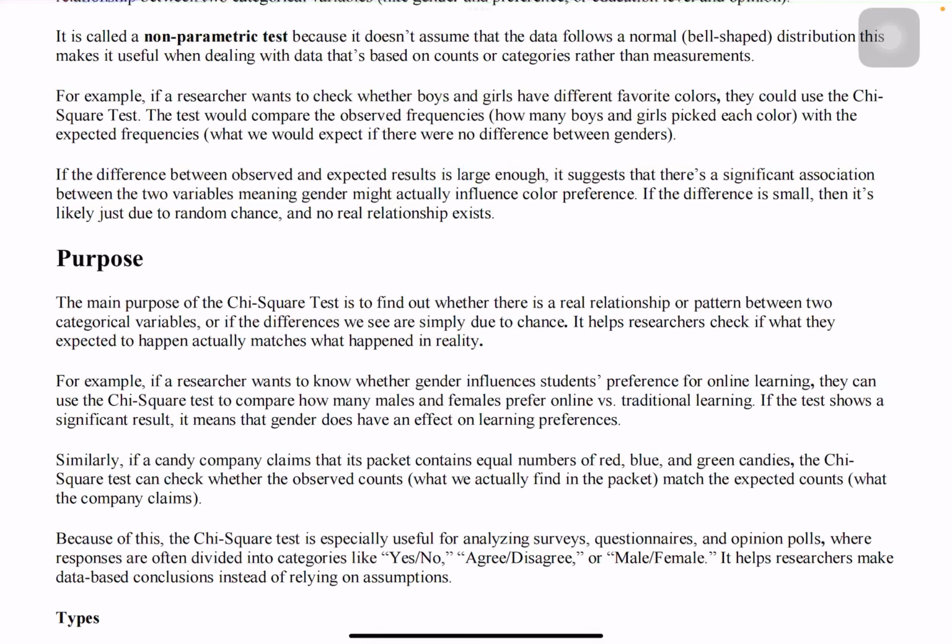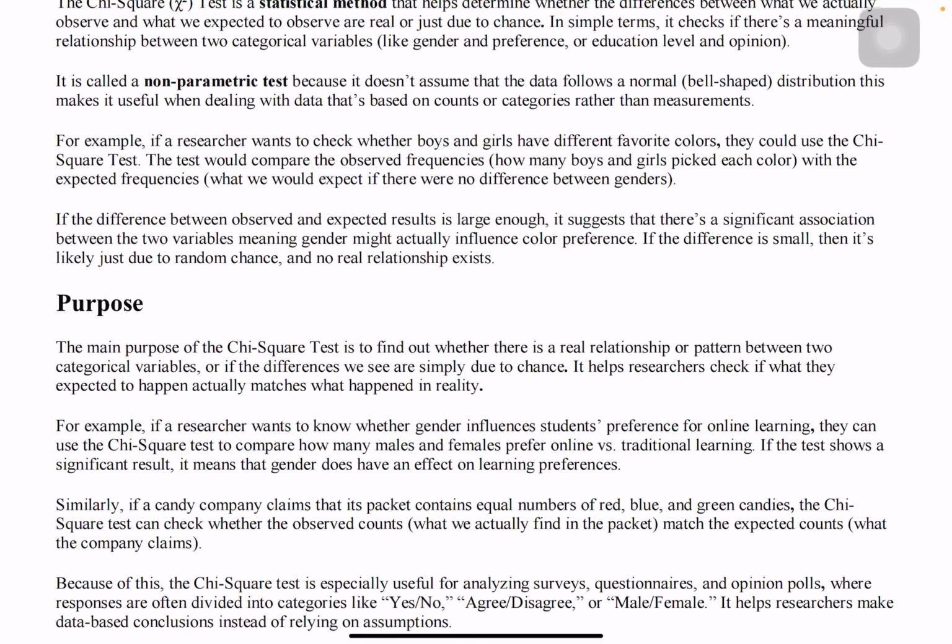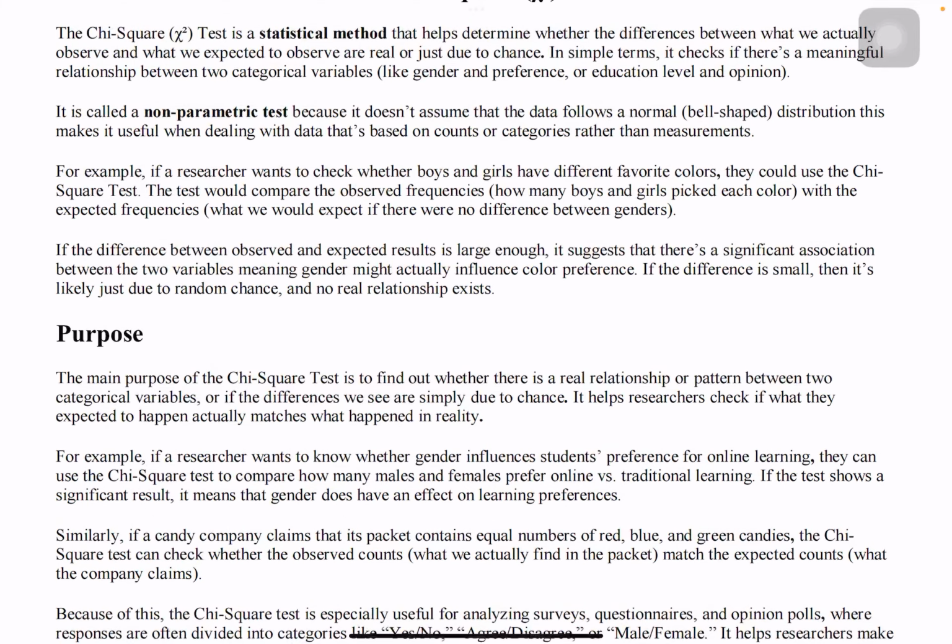It is called a non-parametric test because it doesn't assume that the data follows a normal bell-shaped distribution. This makes it useful when dealing with data that's based on counts or categories rather than measurements. For example, if a researcher wants to check whether boys and girls have different favorite colors, they could use the chi-square test.